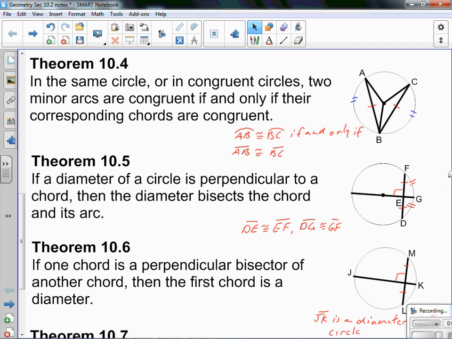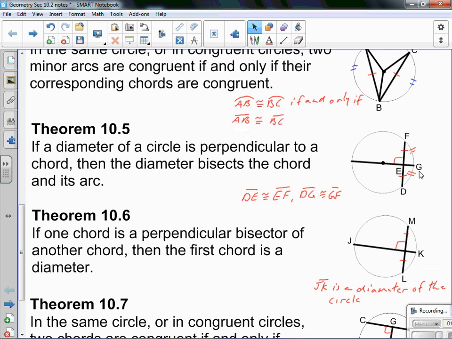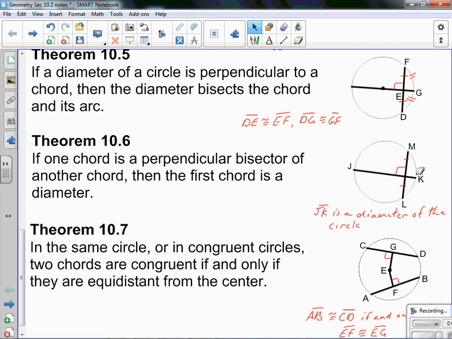Theorem 10.6: if one chord is the perpendicular bisector of another chord, then the first chord is a diameter. So if we've got a chord that is a perpendicular bisector of another chord, then we know that first chord has to be a diameter of the circle. So 10.5 and 10.6 are just converses of each other.